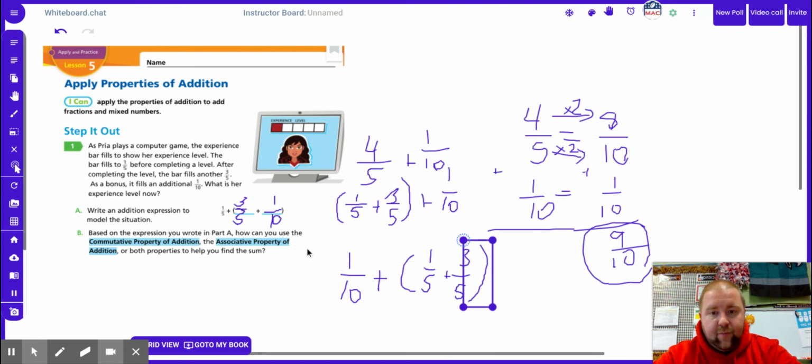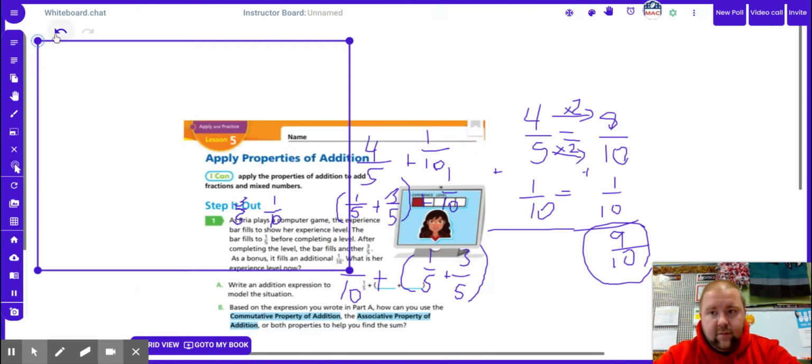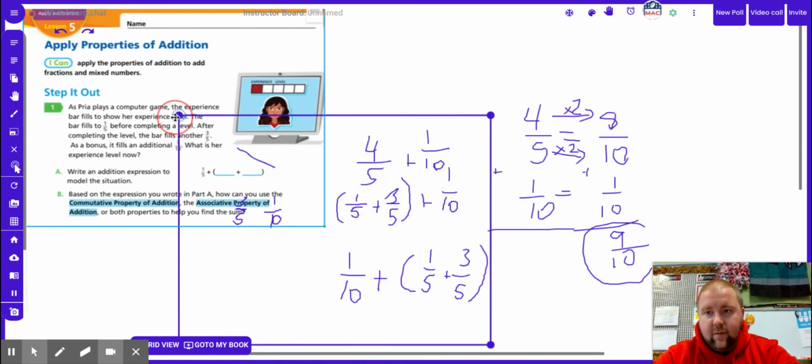So again, guys, the parentheses are showing you, oops, didn't mean to move that. A little technical difficulty here, guys. Sorry about that. There we go.